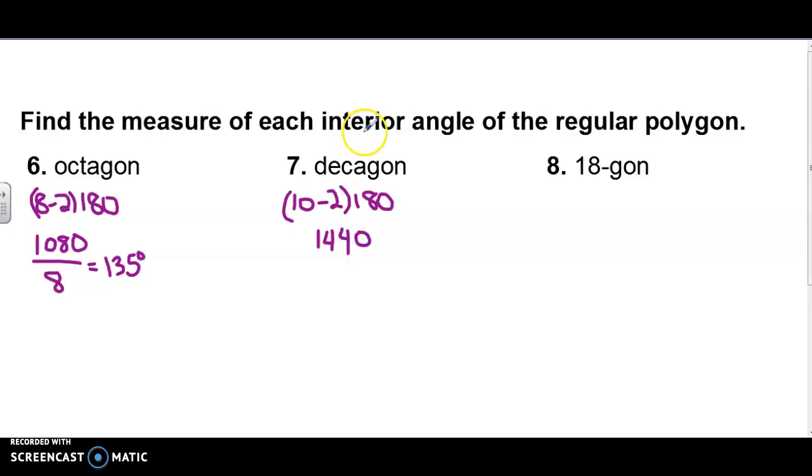Since there are 10 side lengths, it means there are also 10 angle measures. So if we divide 1440 by 10, that would just cancel out the zeros and you'd have 144 degrees. An 18-agon, so we just know it's going to be 18 minus 2 times 180. So that would be 16 times 180, which is 2,880.